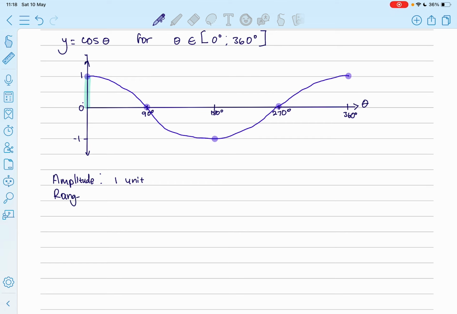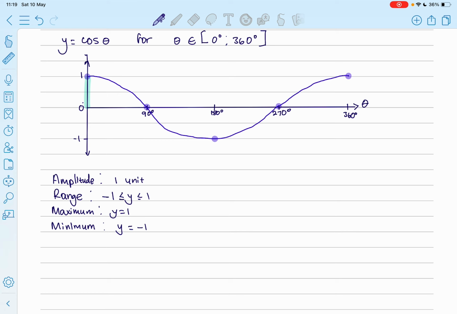The range for this graph that I've just drawn, the maximum is 1 and minimum for y value is negative 1. So we'll just write our range is between negative 1 and positive 1. And then the maximum value, as already indicated, is at y is equal to 1, and the minimum is at y is equal to negative 1.